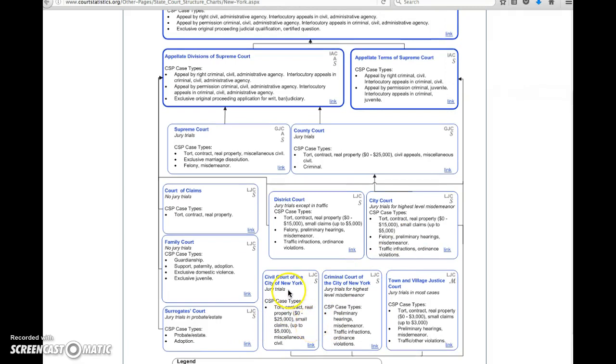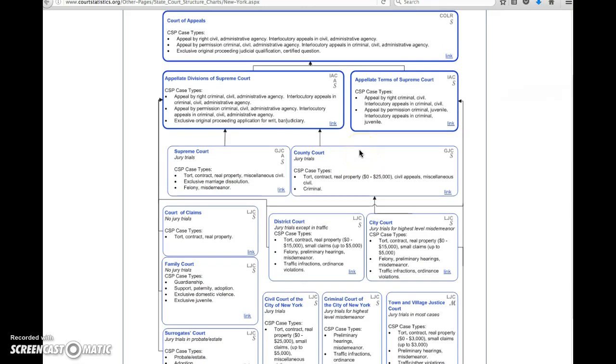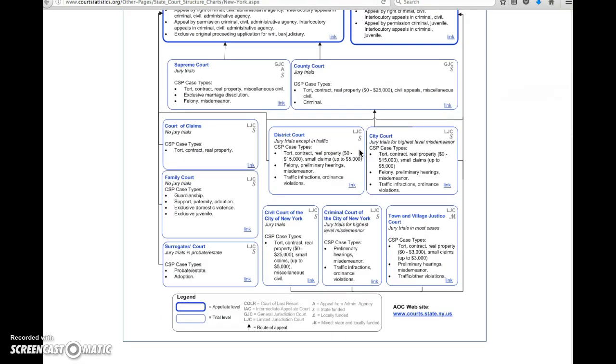jurisdiction. So you have civil courts of the City of New York, criminal courts of the City of New York, town and village justice courts, district courts, city courts, court of claims, family courts, surrogate courts, Supreme Courts, county courts, all kinds of courts in New York State. So if you live in New York, this will give you a good opportunity to begin to evaluate your court structure. You might even live in a rural area of New York State in which you're serviced by a town and village justice court, which has limited jurisdiction over these matters.